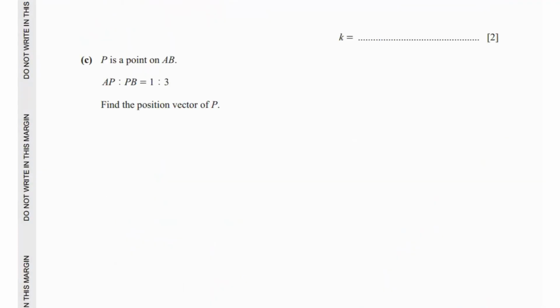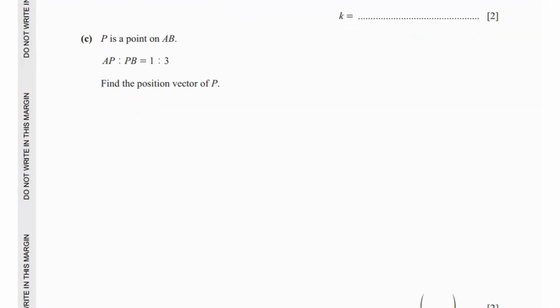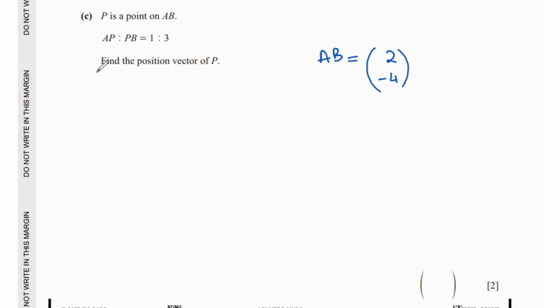P is a point on AB. AP is to PB equals 1:3. Find the position vector of P. So the position vector of P, AB was given as 2, -4. P lies on AB. So if I draw a line AB based on the given information, A, P, P is somewhere over here.